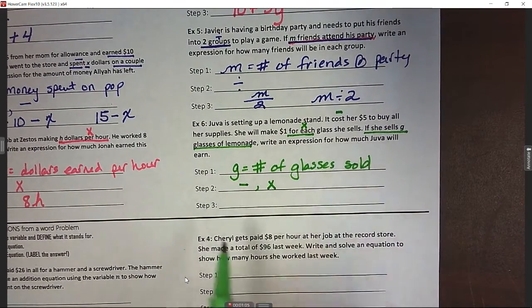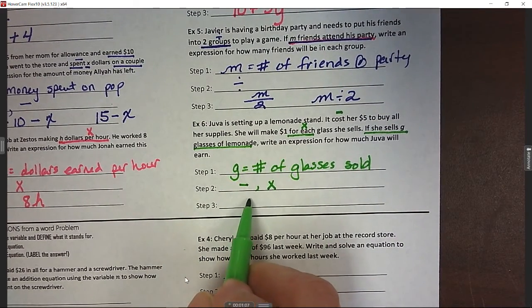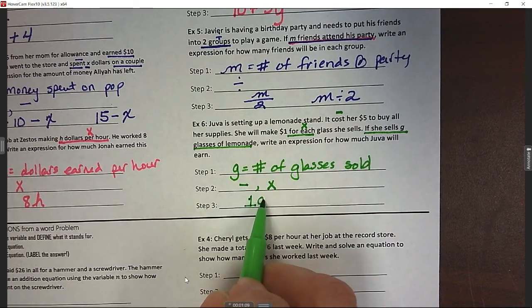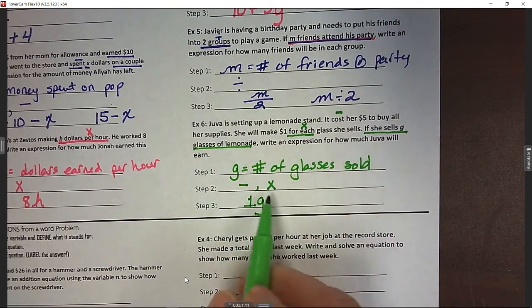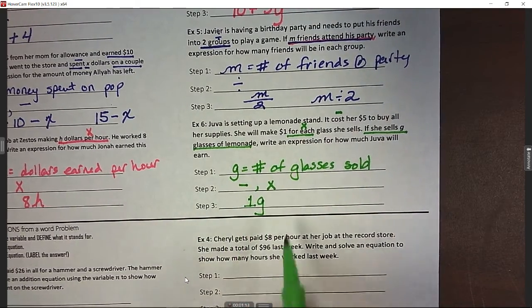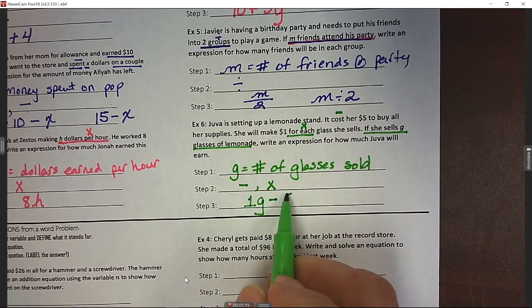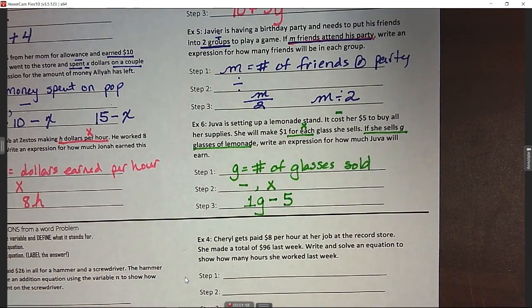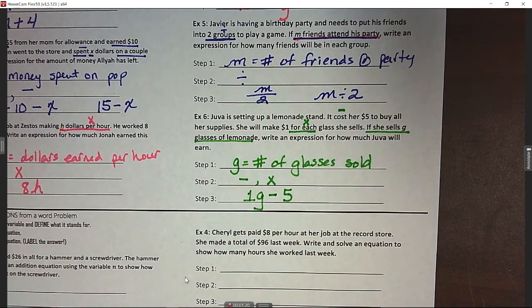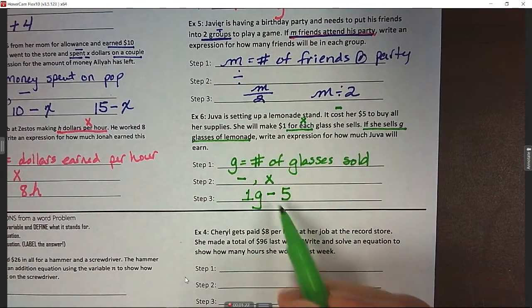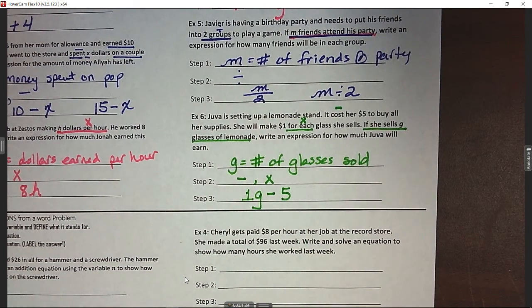So first of all, we know that we're going to get $1 for each glass of lemonade sold, and that's our earnings, but from those earnings we have to subtract the $5 that we spent on our supplies to find out what our total earnings are, because we've got to account for the fact that it cost us some money to get things set up.